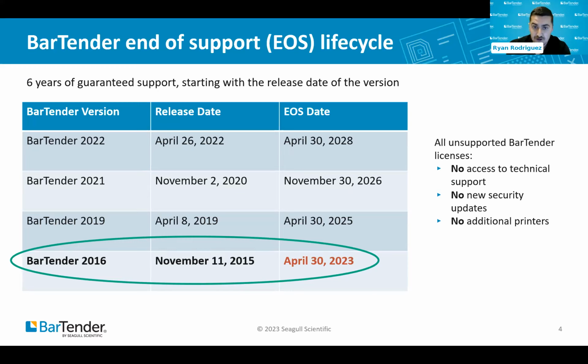So this means that if you're operating with BarTender 2016 or an earlier version, such as BarTender 10.1 or anything earlier than that, you will no longer have access to technical support. You will not receive any new security updates, and you will not be able to add any additional printers unless you have renewed your maintenance and support agreement. So we highly recommend that you update your BarTender software to the latest version. So let's take a look to see what's been added to BarTender since then.